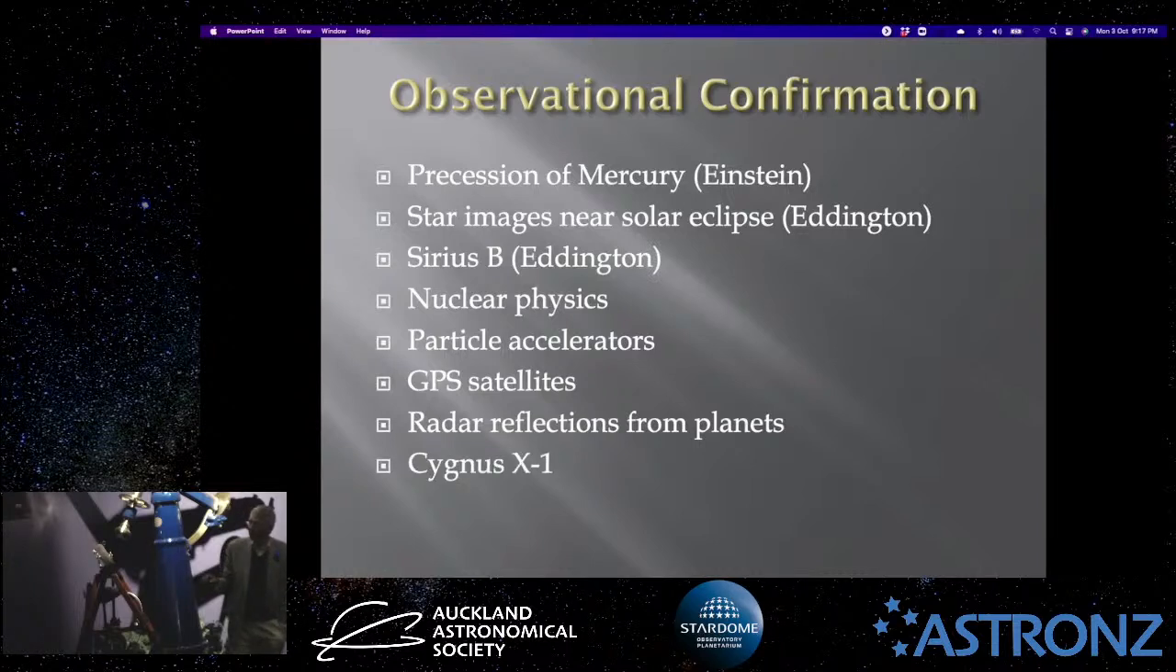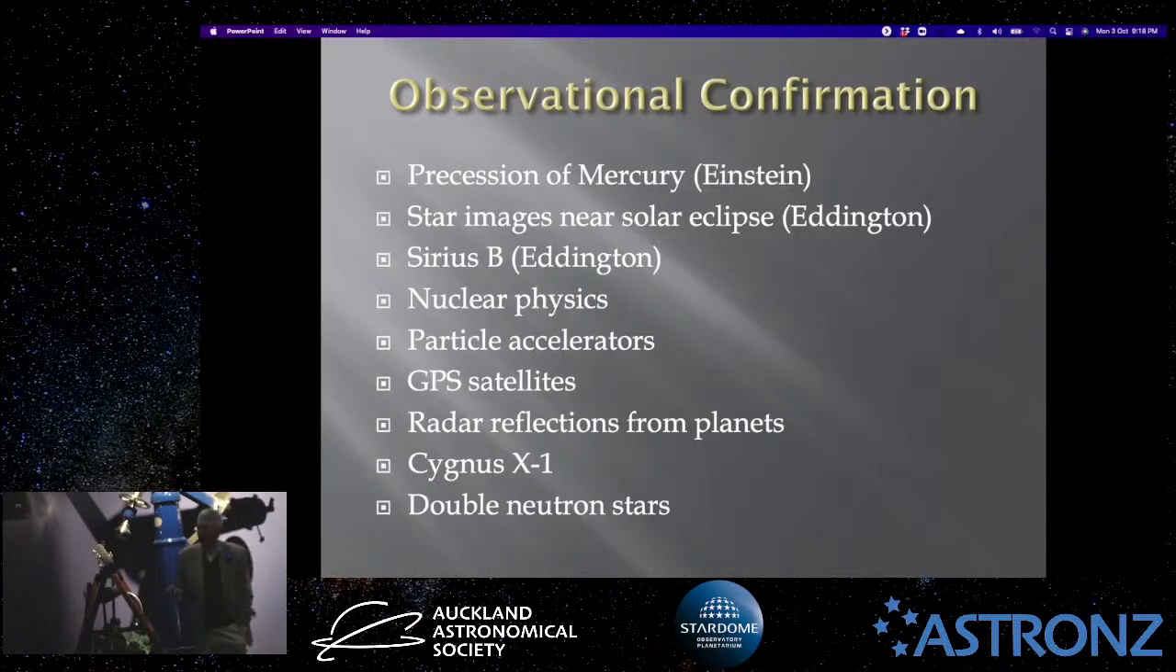That was one of the first black holes to be thought of, Cygnus X-1. It's a very dense object. It's a binary star, and there's a very, very dense object orbiting around another giant star, giving off X-rays. It was too massive to be a neutron star, and the only way to explain it was to suppose it was a black hole.